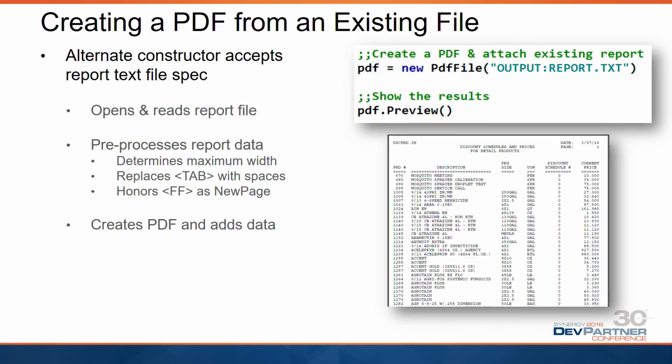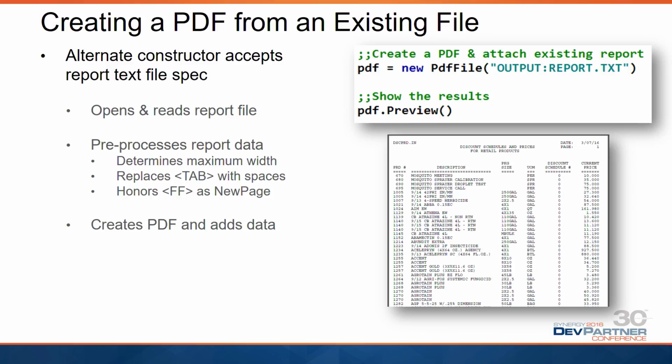Creating a PDF from an existing file, there's an alternate, overridden constructor that allows you to pass in a file spec of a text file. All of the other parameters are there as well, but basically what this will do is go out and read that text file. It pre-processes it, so it figures out what's the widest row in the text file, and then it creates the PDF with that number of columns and reads the file and adds the data into the PDF.